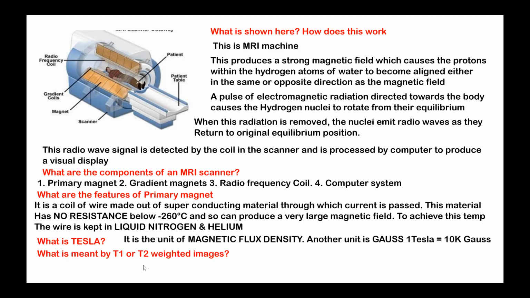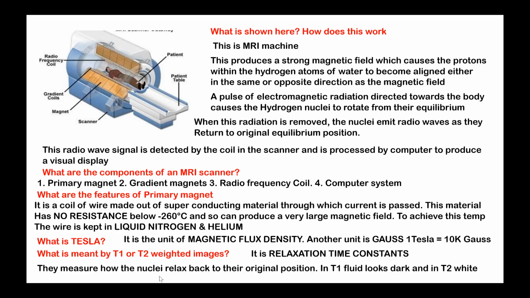What is meant by T1 and T2 weighted images? Usually when you read the MRI report, this is the first line you will see: non-contrast enhanced or contrast enhanced T1, T2 weighted images show such and such things. T stands for relaxation time. Okay, relaxation time constant, and they measure how the nuclei relax back to their original position.